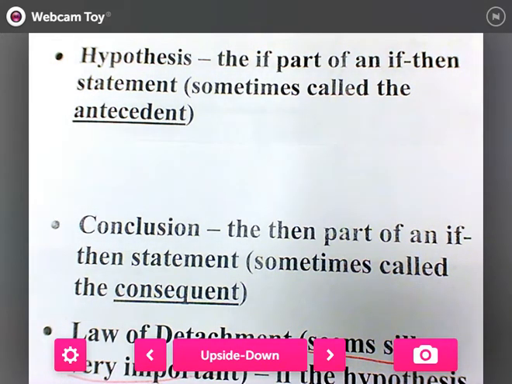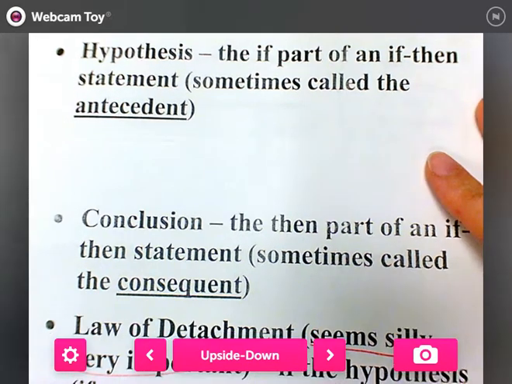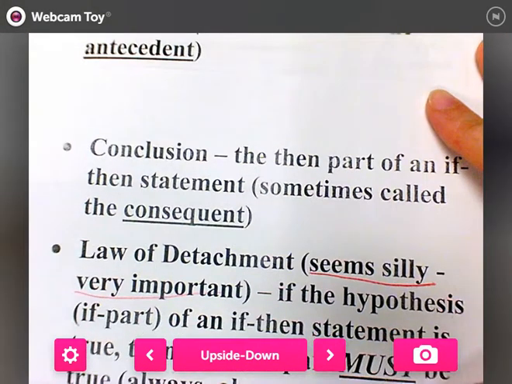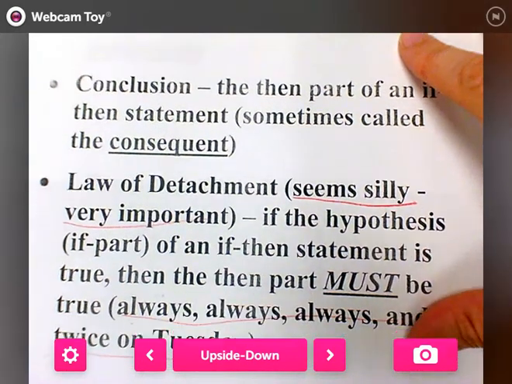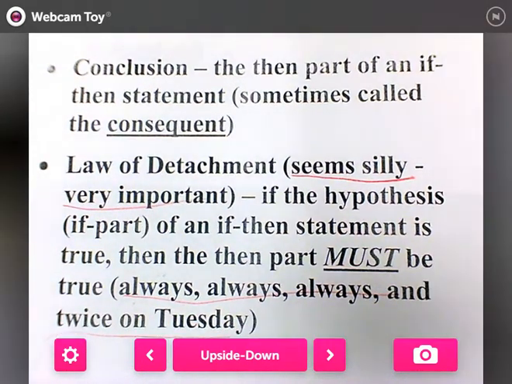Okay. Ready? Moving up hypothesis, conclusion will still stay up there. Law of detachment. So the things I underlined with red were just me being funny. You don't need to write them down. Law of detachment seems silly, but it's very important. If the hypothesis, the if part of an if-then statement, is true, then the then part must be true. Always, always, twice on Tuesdays. So you can only use law of detachment if it's true.